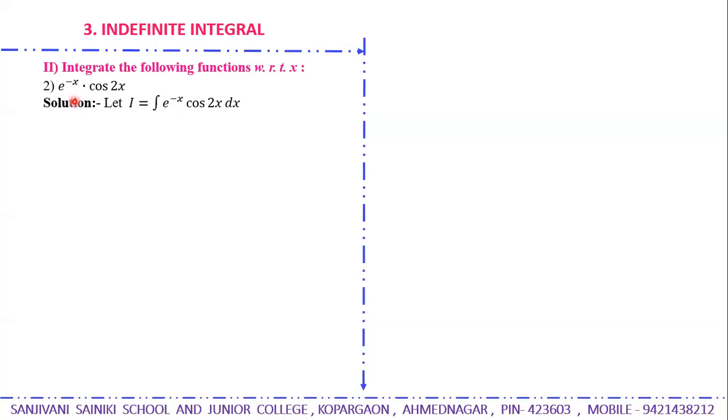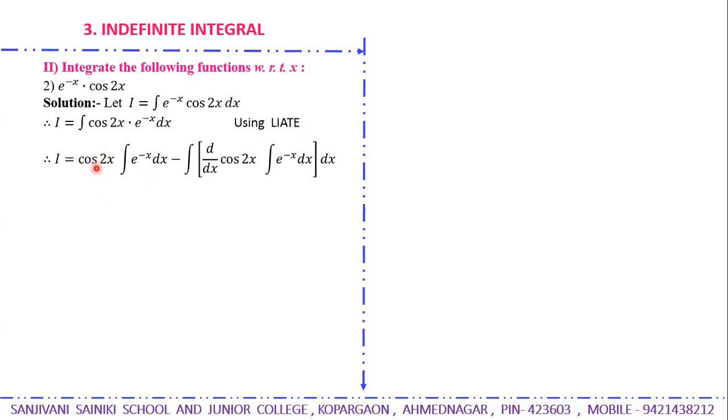Now integrate this function, e raised to minus x into cos 2x. Again, the first function is an exponential and the second is trigonometric, which is not in LIATE order. So we have to write it in a proper way. So the first function must be cos 2x and the second function must be exponential, because the exponential function is at the last. Okay. So use the by parts theorem.